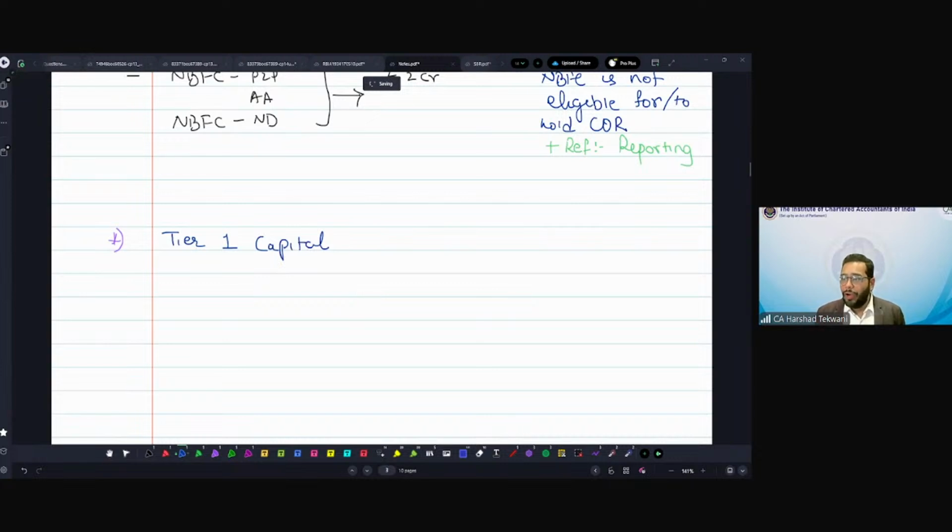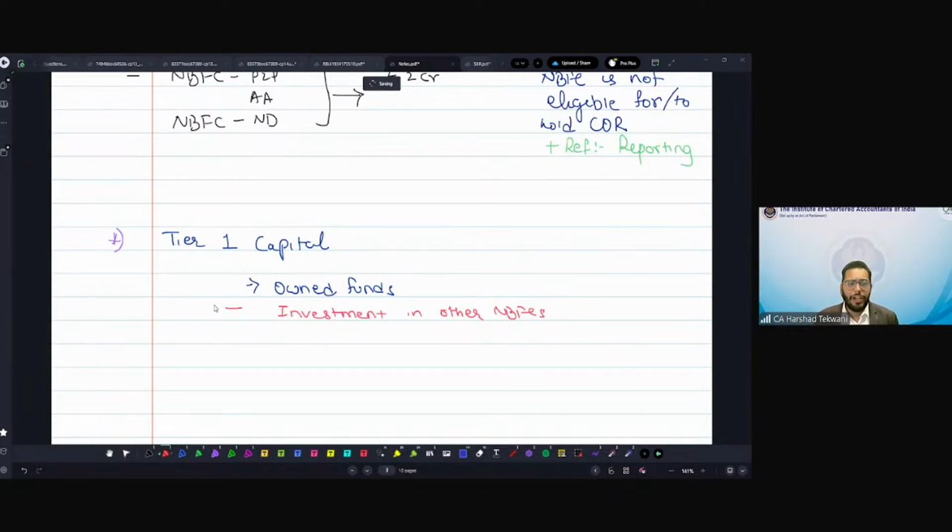Okay. Now what is tier 1 capital? Tier 1 capital is nothing but the own funds reduced by the investment in other NBFCs. So if you have owned funds as a starting point, and if you reduce investment in other NBFCs, in that case, it will become tier 1 capital in general terms.